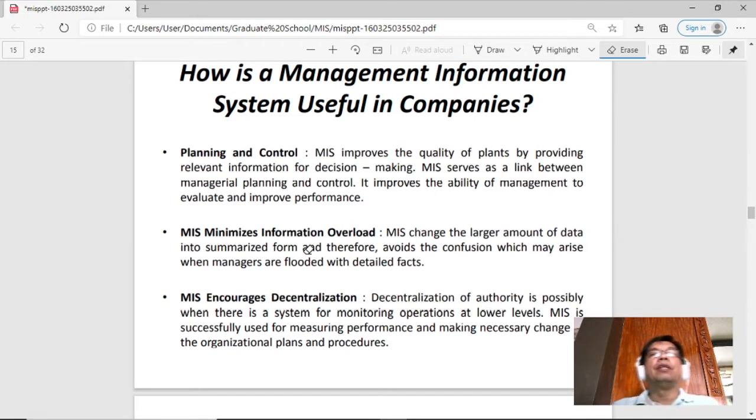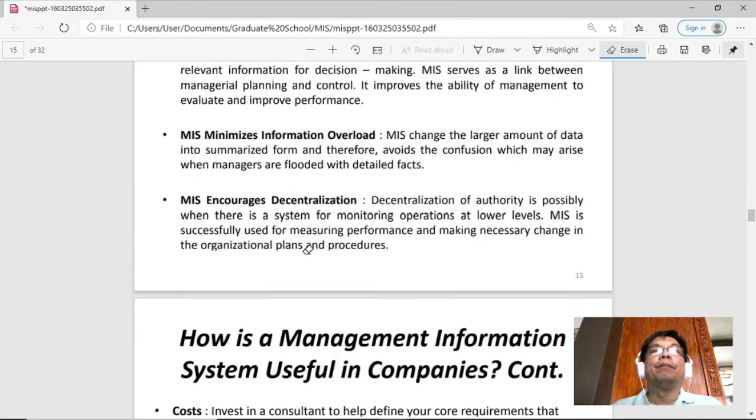MIS encourages decentralization. Decentralization of authority is possible when there is a system for monitoring operations at lower levels. So MIS is successfully used for measuring performance and making necessary changes in the organizational plans and procedures. Again, if we have data that can be provided by MIS, then we can decentralize authority because decision making on the lower levels can also be facilitated.